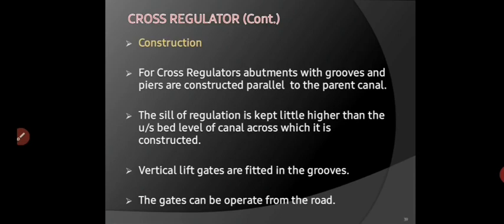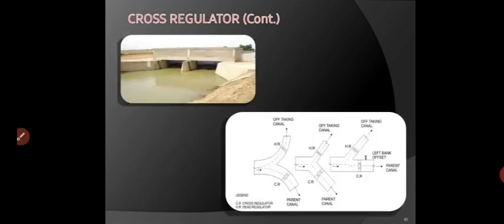So it is nothing but a gated structure, right? Head regulator and cross regulator. So this is the typical sketch of head regulator and cross regulator. So on the parent canal, the cross regulator is constructed. On the off-taking canal, the head regulator is constructed. And the pattern of crossing of canals is shown, right? So depending on whether it is a main canal or distributary or parent canal, the cross regulators are constructed, right?